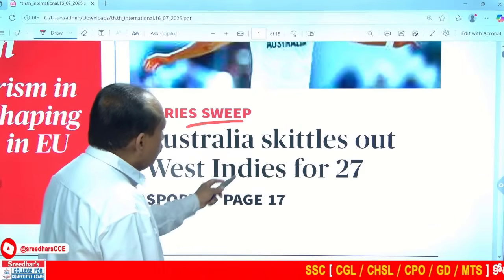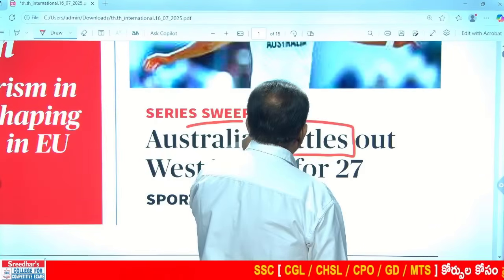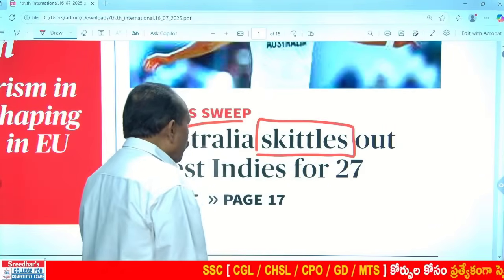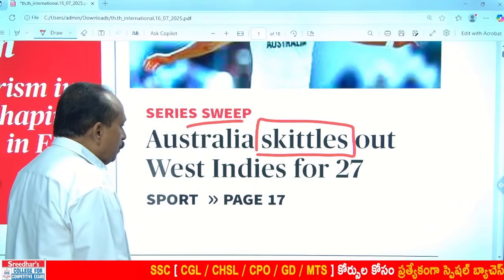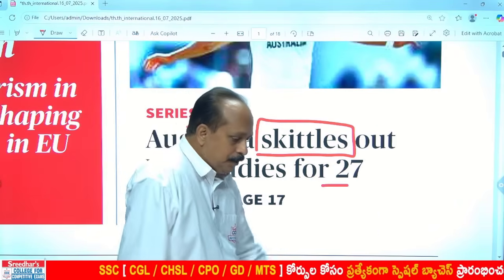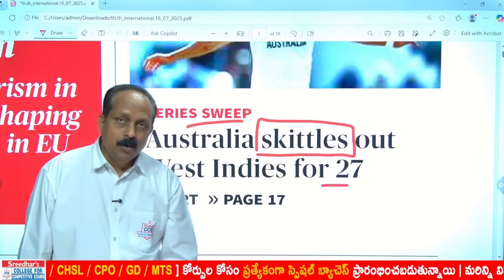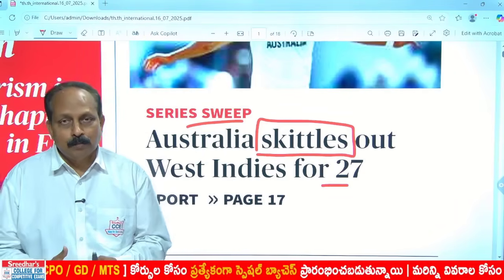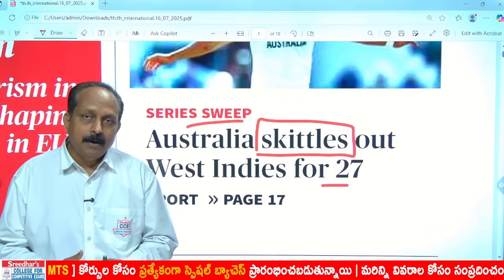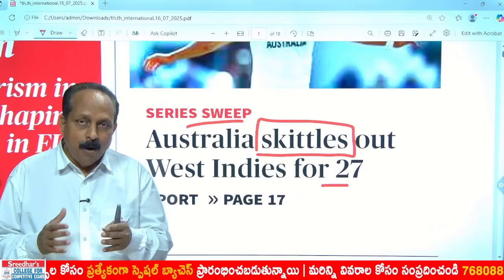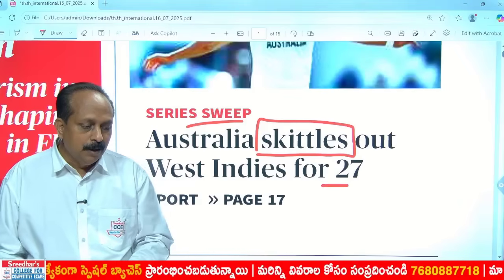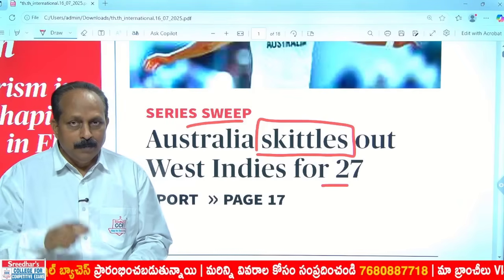Australia skittles, this is a word I was talking about, an important word we have got for the first time. Skittles out West Indies for 27. Actually, who is this Vishnu? Very good, I appreciate. Skittle, it goes with, generally, it's an indoor sport. And we use the expression 10-pin bowling, bowling. And you can have a look, Vishnu has come up with the image of that.